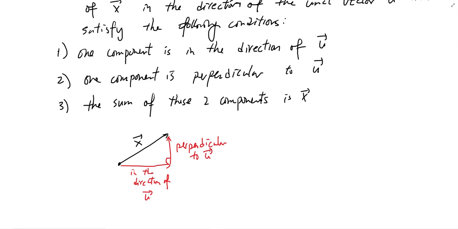So how does it work? First of all, the component that's in the direction of u, we often refer to as the projection. The reason I call it projection is because you can imagine that this component is like the shadow of the vector x when the light shines directly from the top. So that's what happens in this picture. If the light goes from the top of the page straight down, this arrow on the bottom would become like the shadow of x. That's what we call projection.